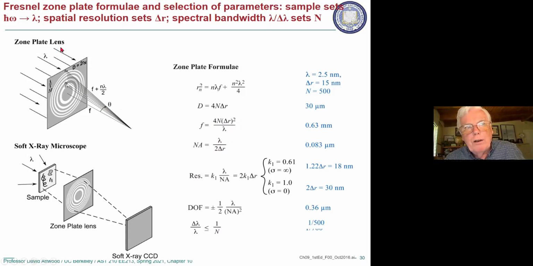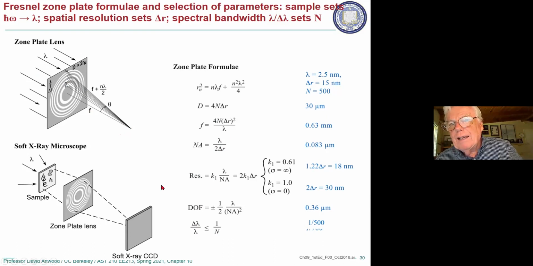The spectral bandwidth of the radiation incident can only be 1 over n. So if you have 100 zones, you want the relative spectral width of the incoming radiation to be narrower than 1 over n, 1 over 100. If it's wider than that, the focal spot is going to spread out.